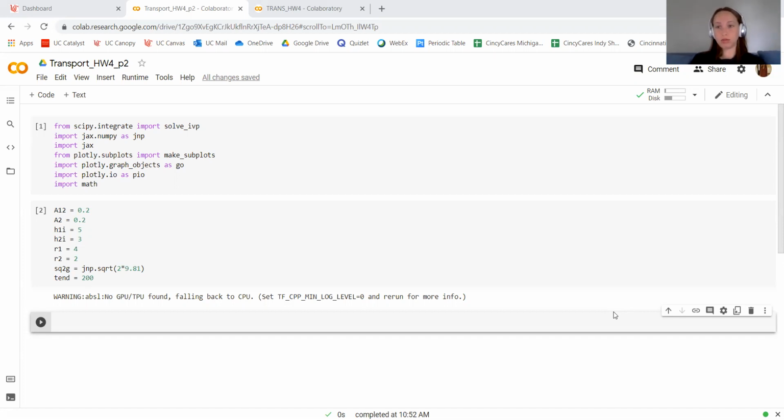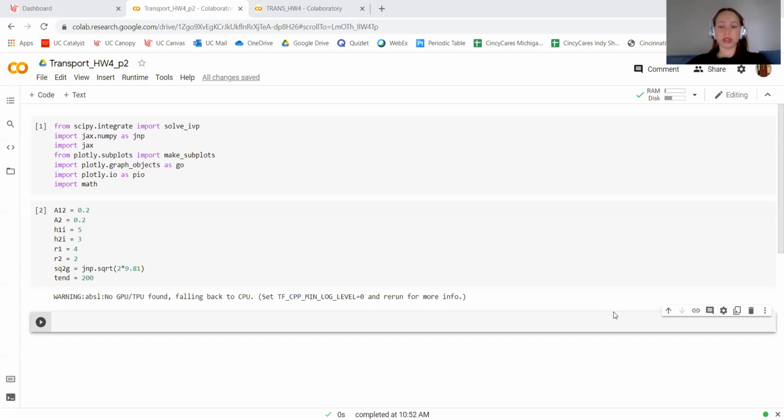And then I also have listed below all of our data that we got in the last video, just giving measurements such as the cross-sectional area of both pipes, which is A12 and A2, which are both 0.2 meters squared, the initial heights of the fluid in each tank, which are H1I and H2I, which are 5 meters and 3 meters respectively. Then we have the radius of both tanks. And I also put in a shortcut for the square root of 2 times gravity, since that pops up in a lot of our equations. And the T end value is the final time, which is 200 seconds.